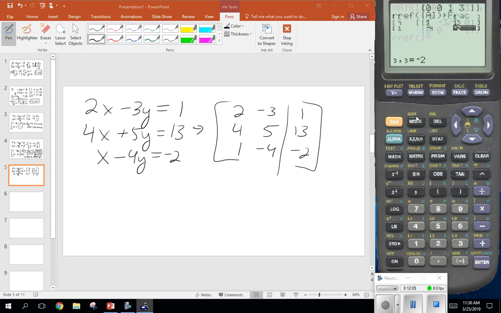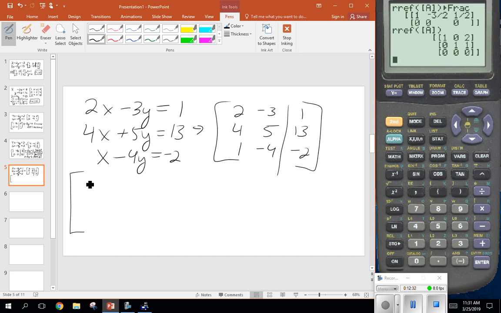Okay, so second quit, second matrix, reduce row. And then sometimes it's faster just to push up instead of down to get there. Second matrix, select your matrix here, and you get this as an answer. Say, okay, I'm going to write this answer down. 1, 0, 2, 0, 1, 1, 0, 0, 0. Okay, so if I translate this, I get x equals 2, y equals 1, and 0 equals 0.